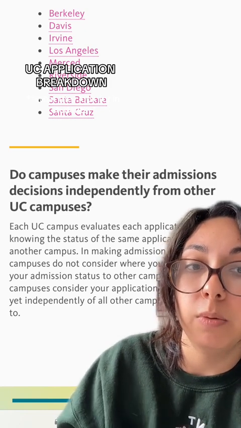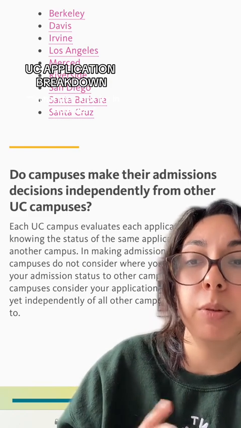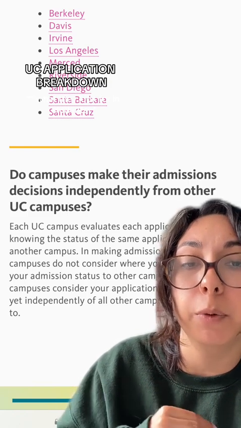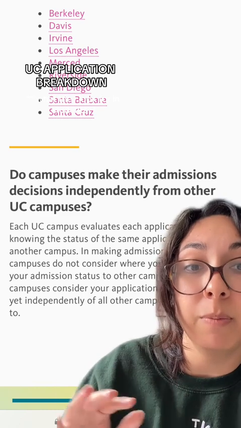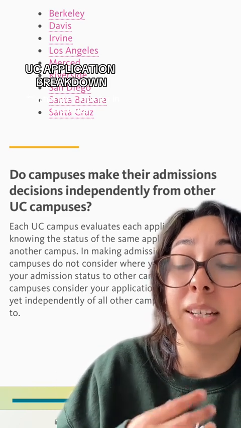Usually it has to do with the eligibility requirements for each UC. So for example, if you completed all of the prerequisites for UC Berkeley, but none of them for UC Riverside, you'll most likely get rejected from UC Riverside, but accepted to UC Berkeley.